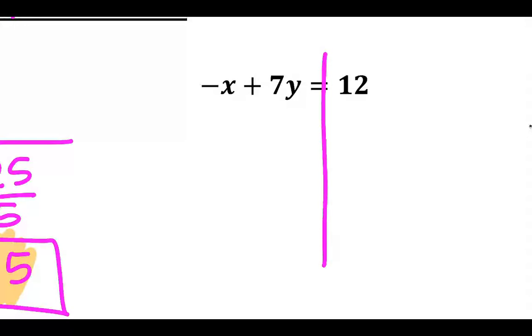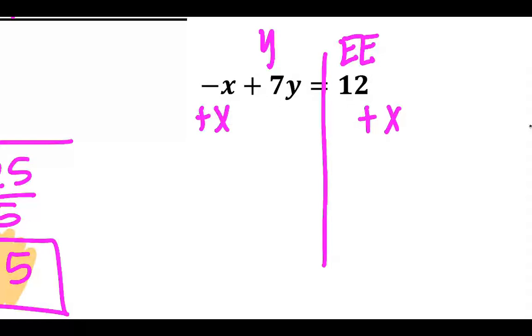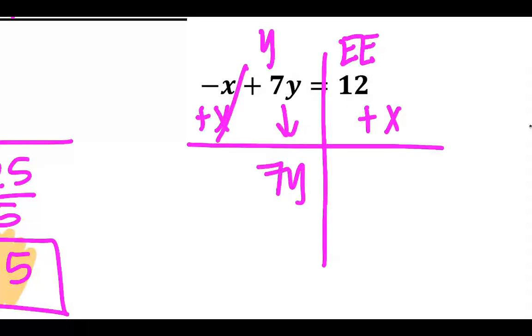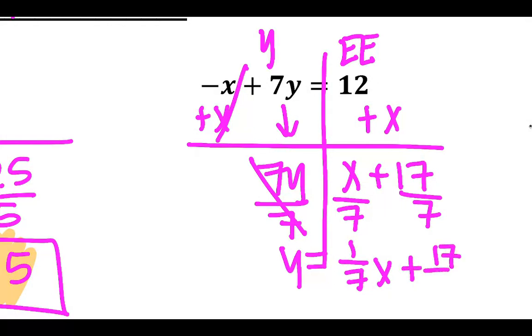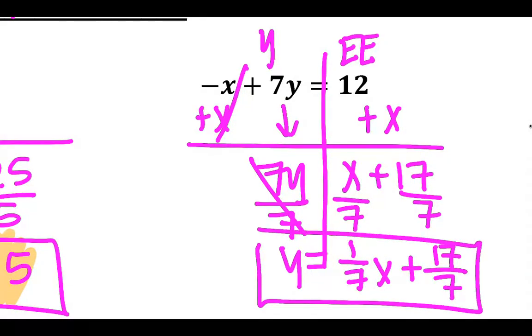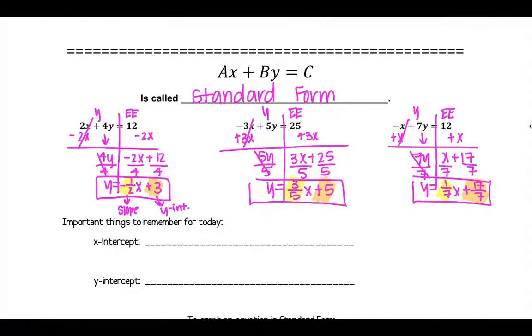This guy, draw my line, y over here, everything else over here. I've got to add x to both sides, and I'm left with 7y equals x plus 12. Then I'm going to divide everything by 7. And I've got y equals 1/7 x plus 17 over 7. And again, I can just look at it and know there's my b, and there is my m. So again, you kind of have to work on finding it. It's not given to you with a nice pretty bow on it.